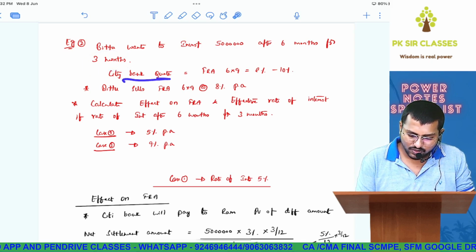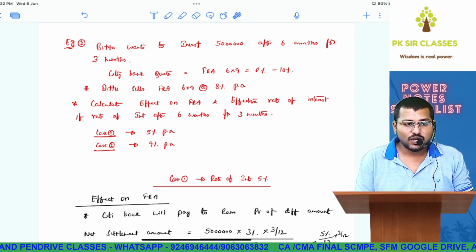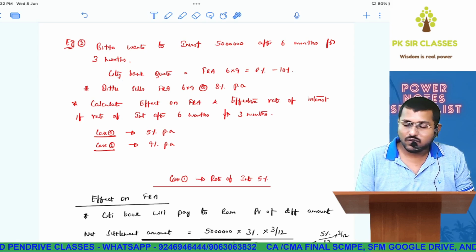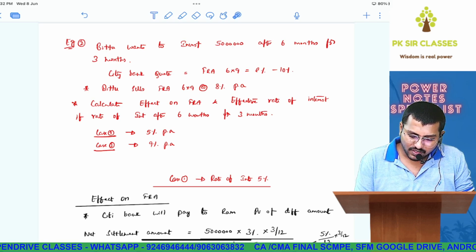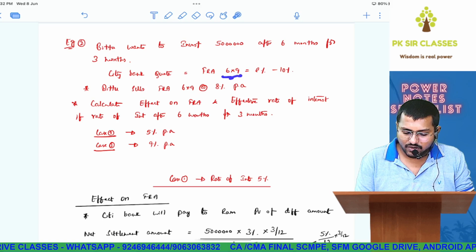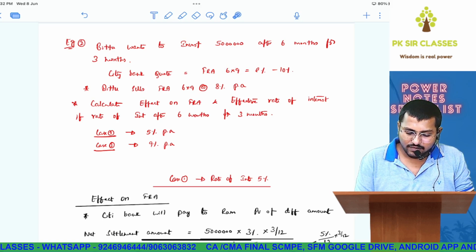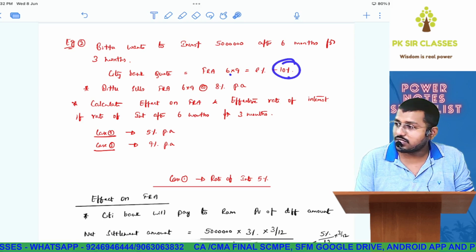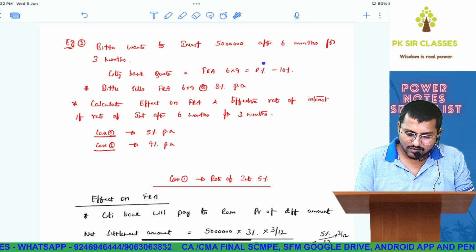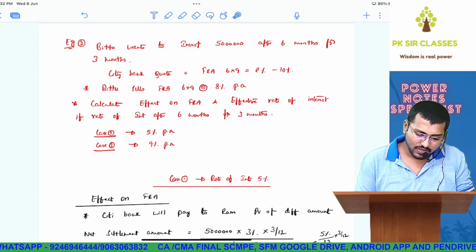So look at the quote. FRA 6 into 9, 8% to 10%. What does it mean, guys? It means that you will be taking a loan after 6 months for a period of 3 months. That is nothing but the difference between these two. And if you take a loan, the bank will be charging you 10%. If you deposit, the bank will be giving you 8%. Fantastic. Right. Now see here.